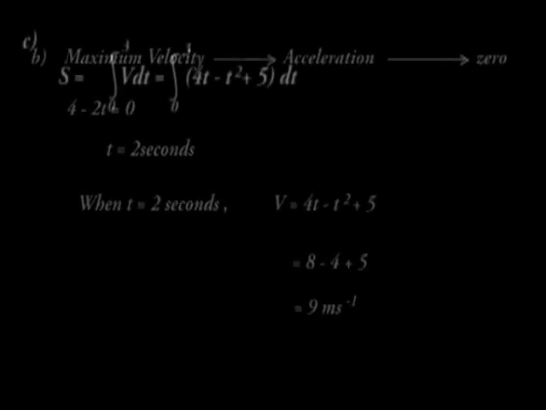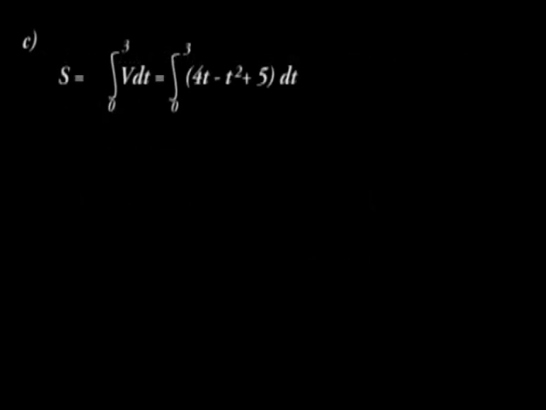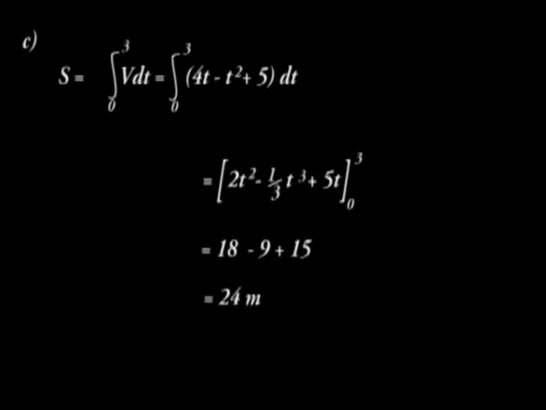Finally, distance s is the integral of velocity, and it will be given by the distance covered between 0 seconds and 3 seconds. Therefore, calculating that and substituting into the integral of v, we find 18 minus 9 plus 15, giving us 24 meters.